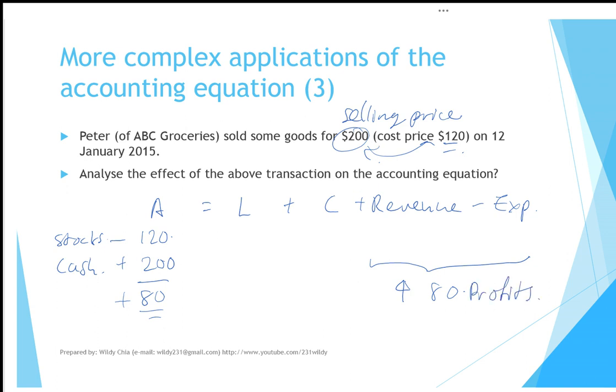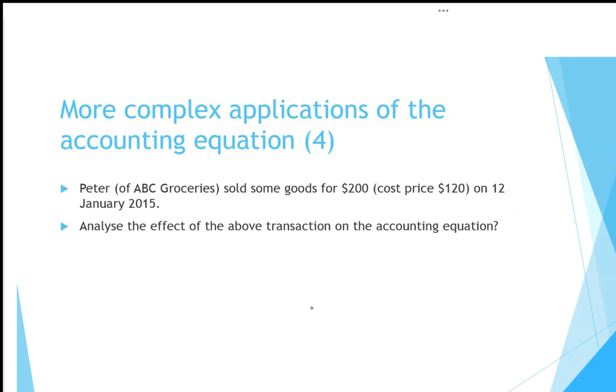Right. So how do we show this on the right hand side of the accounting equation? Simple, right? So you find that there are revenues of 200, expenses of 120. The expenses, as in the cost of buying the goods, was 120. So the equation is still balanced on both sides, left and right.